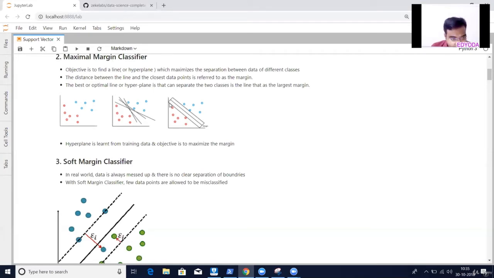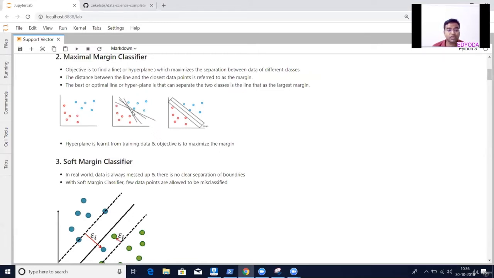Maximal margin classifier. This is the foundation on which support vector machine is based. Let's understand with an example. We have these red points and these blue points. What we want to do is draw a line, in this case, which separates this data. There are a lot of possibilities. As you can see in the second diagram, we have this line, and many more. So which one to choose?